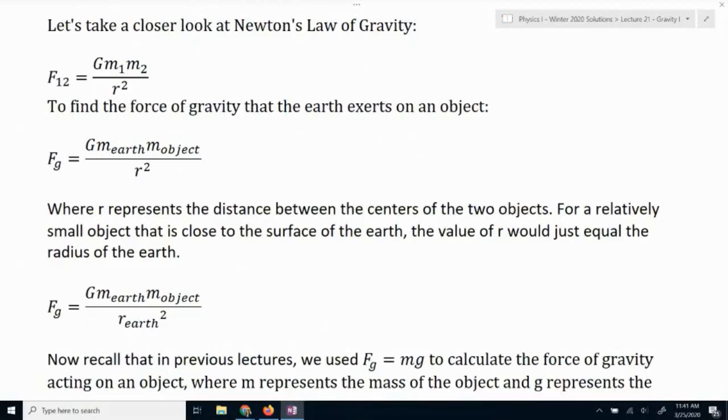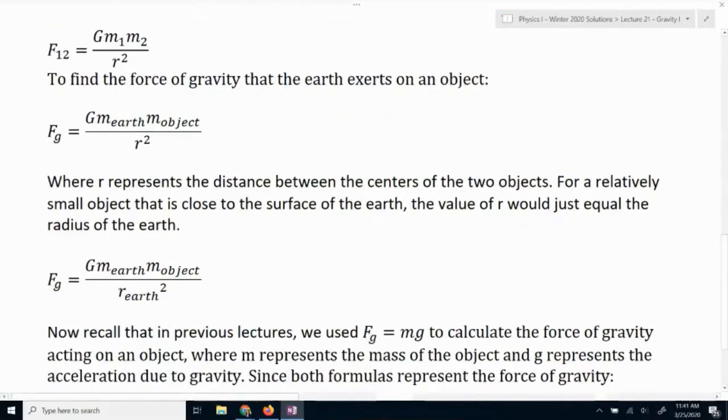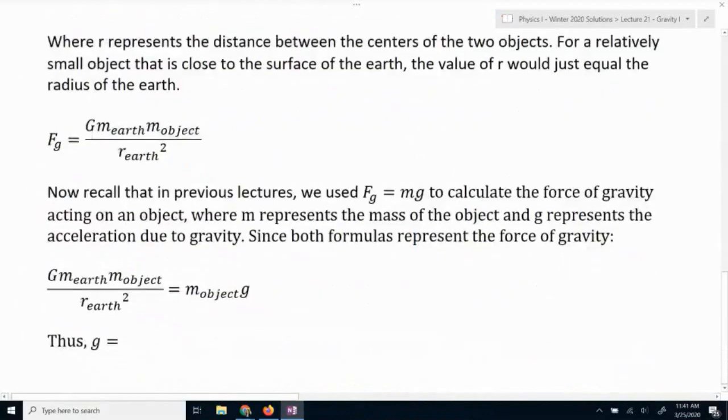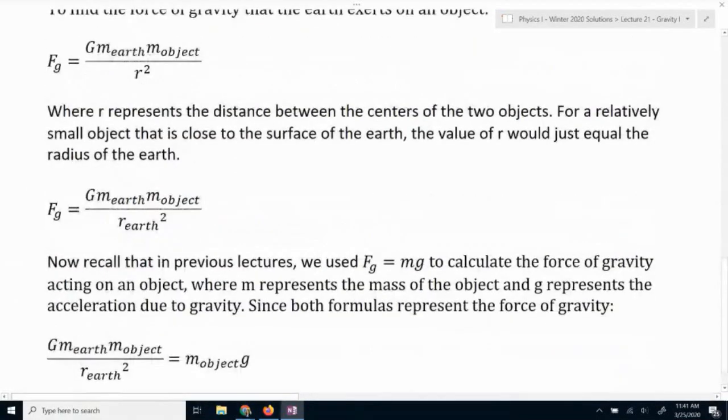Okay, so in this next equation here, all that we've done was replace r with the radius of the Earth. Again, because here's our Earth, here's an object sitting on the surface of the Earth, and the distance between the center of the Earth and the center of the object is really just the radius of the Earth, because the size of the object is negligible.